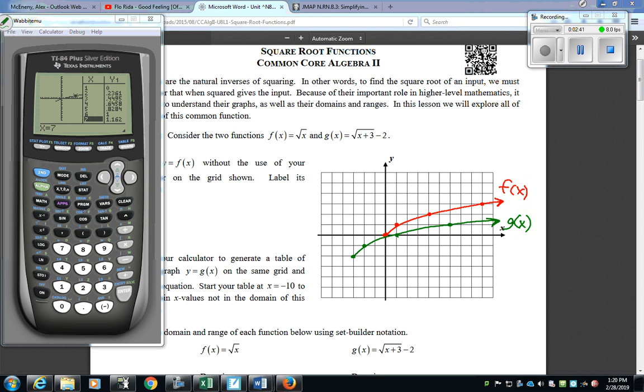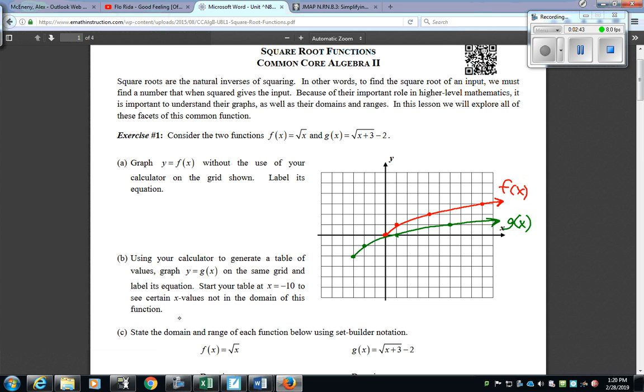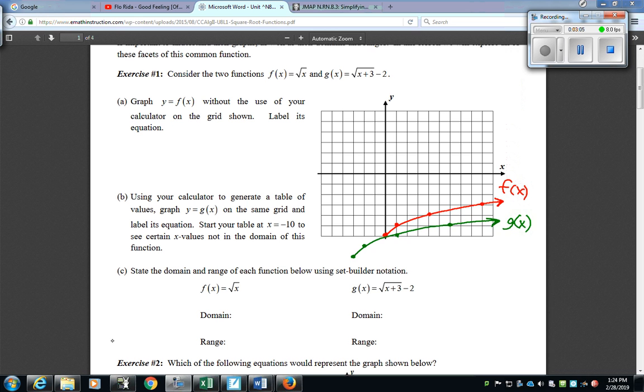Now, they want us for the next part to state the domain and range of each of the functions using set builder notation. So, in this case, for the domain and the range, you want to focus on that initial point that we started at. So we're going to write it in, it's pretty much an inequality. Now we talked about doing interval notation and inequalities.